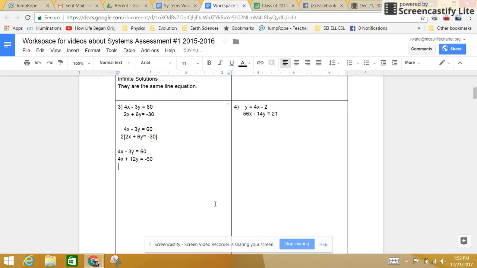So I've got the same coefficient. Same minus same is 0. So I'm going to subtract. So I subtract these two. The x's go away. Negative 3y minus 12y is negative 15y. 60 minus negative 60 is 120. And then I divide everything by negative 15, so I'm going to end up with y on this side.